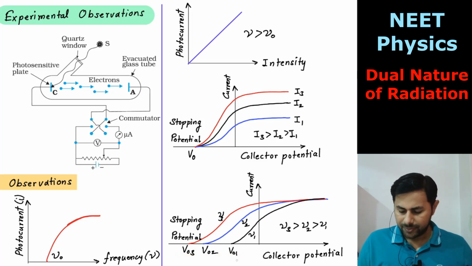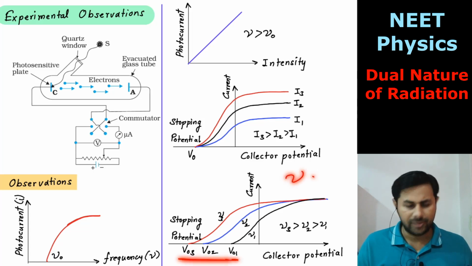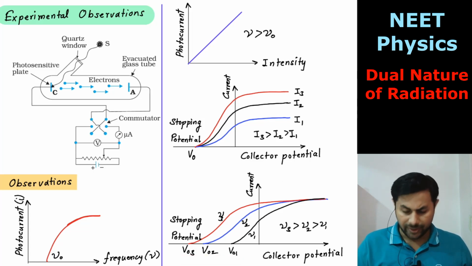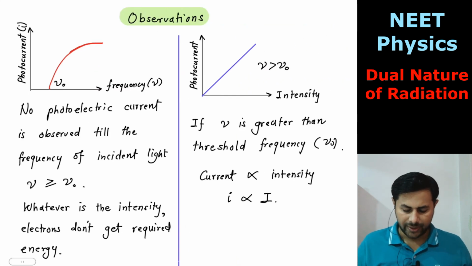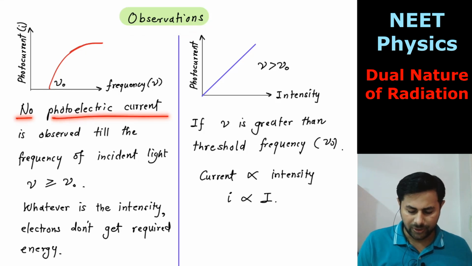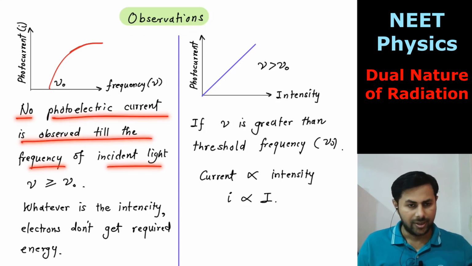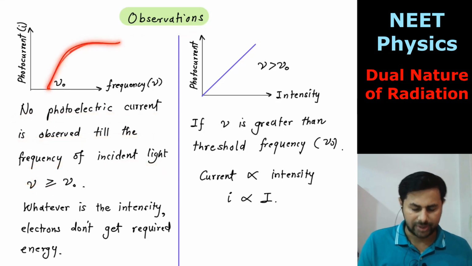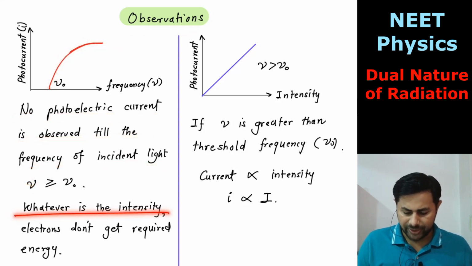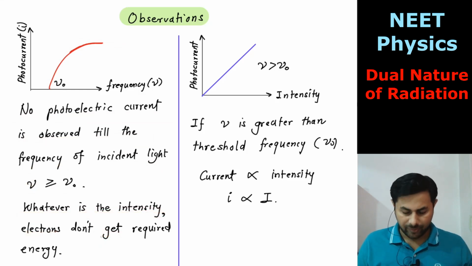Okay, so this observation says that the energy of electrons increases with what? It increases with the frequency. Okay, all right. So see, what are the observations? The first one: no photoelectric current is observed till the frequency of incident light nu is greater than nu naught. So this was your first graph. Whatever the intensity, electrons don't get the required energy. Okay, what does it mean?